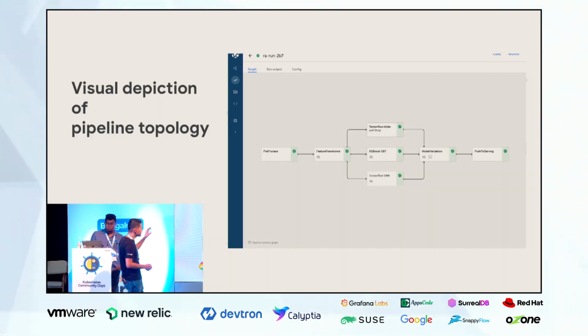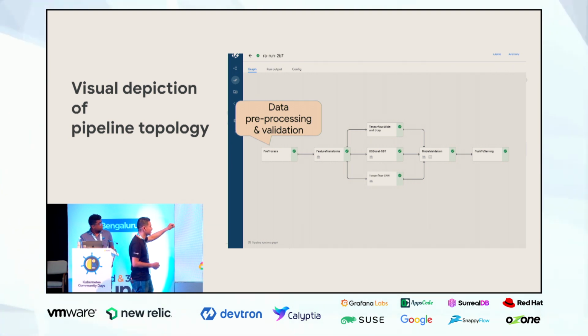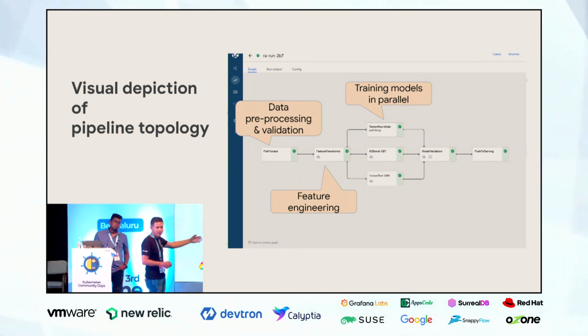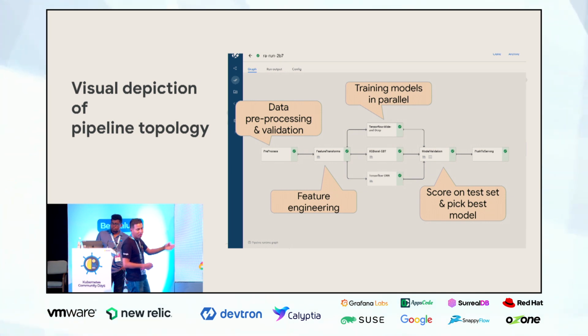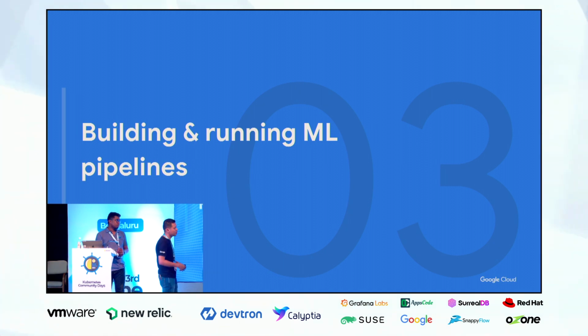So here is a visual depiction of a typical pipeline in Kubeflow. You start off with your data pre-processing and validation, and this is how it looks in the UI. And then you move on to your feature engineering. And then if you want to run or train models in parallel, you can do that by defining it in the same way in your pipelines. Then you have your model validation, where you choose your best model, and then comes the deployment or the serving part of it. So now Joinal will take you through the steps of how you build and run a typical Kubeflow ML pipeline.